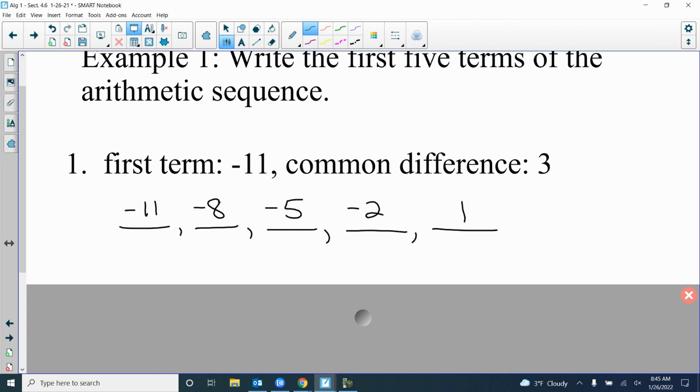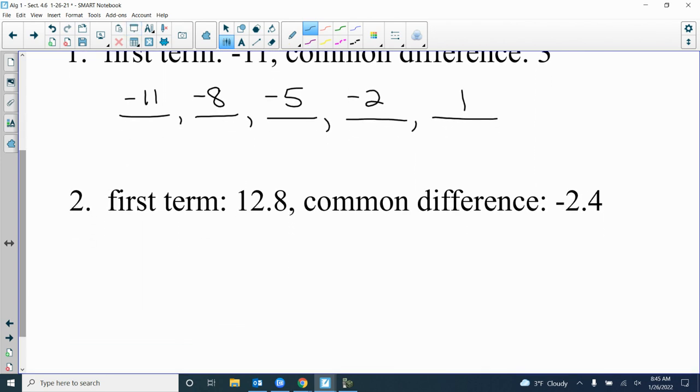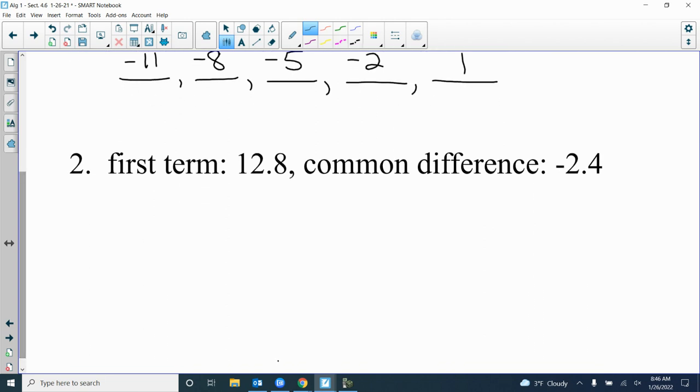I agree. Okay, so double check what you got. First term is 12.8 for that second one. Common difference is negative 2.4. So write down that negative 2.4 in that blank. You need 5 terms, so 12.8.